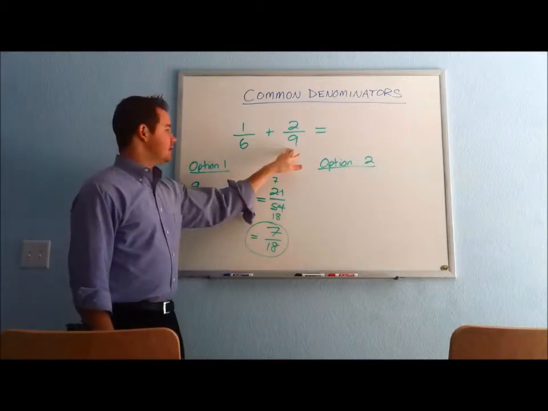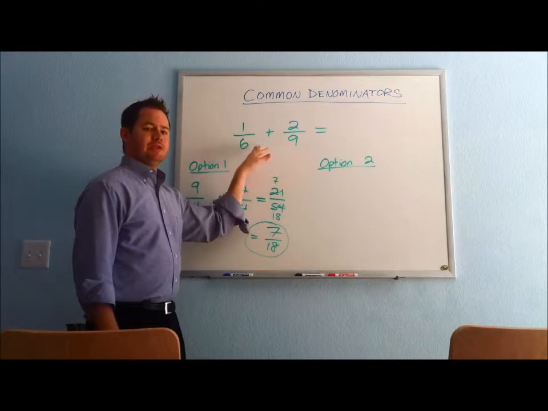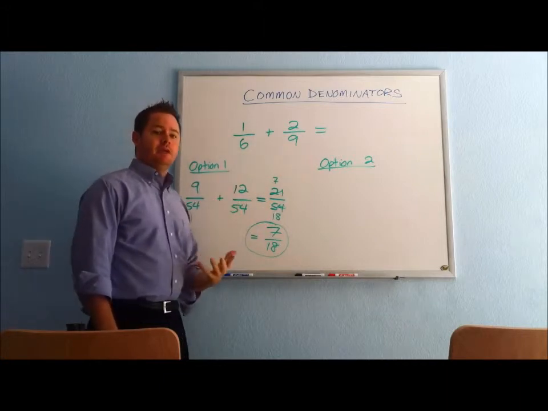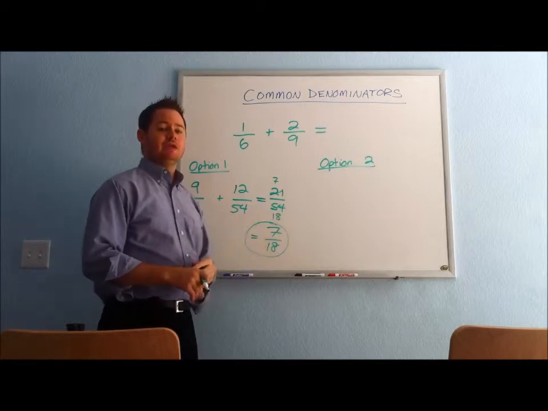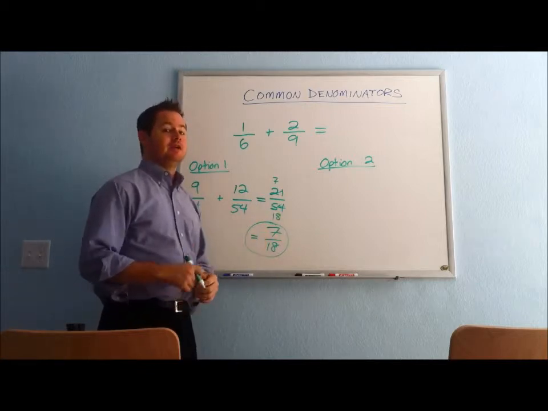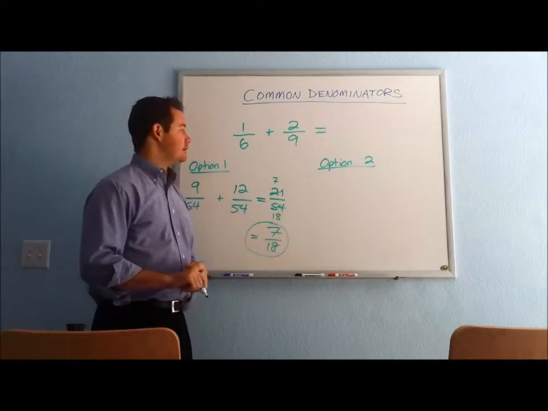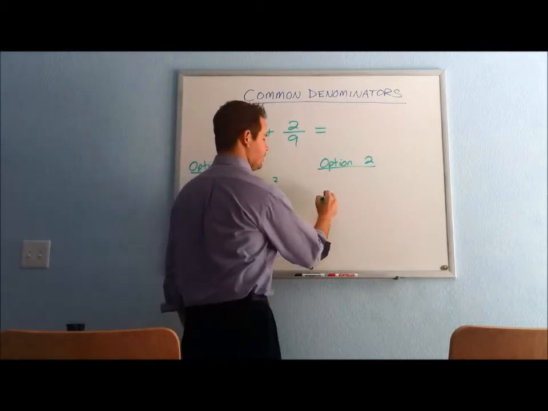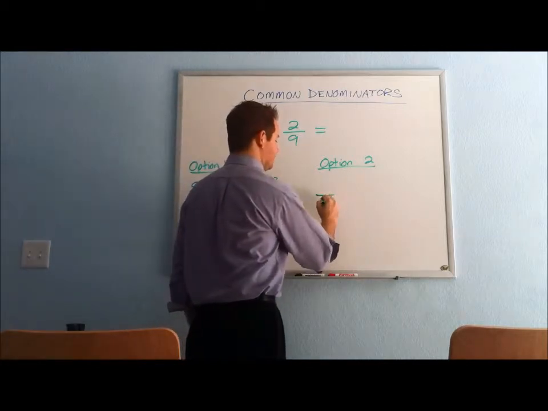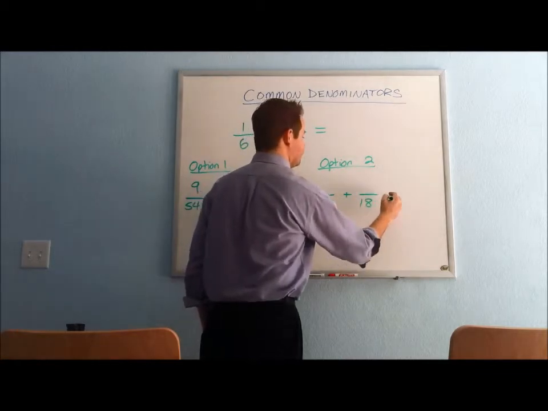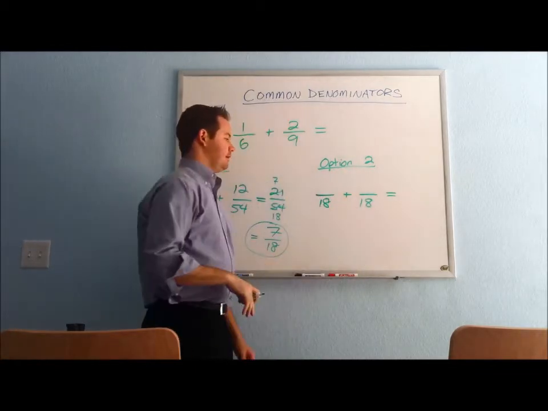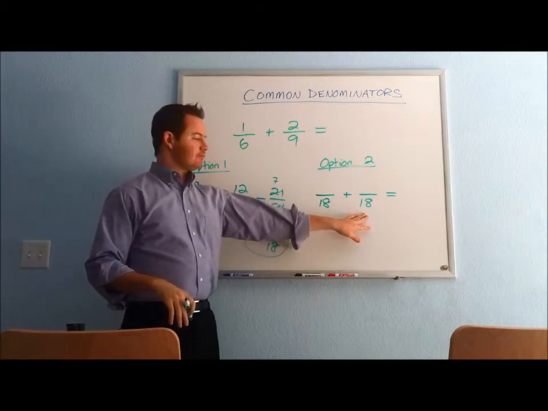What is the least common multiple between 6 and 9? Meaning, what number do 6 and 9 both go into evenly? If you said 18, you are correct. And that's the tough part of this question, being able to find that least common multiple. But once you do, then you know that that least common multiple can act as your denominator.